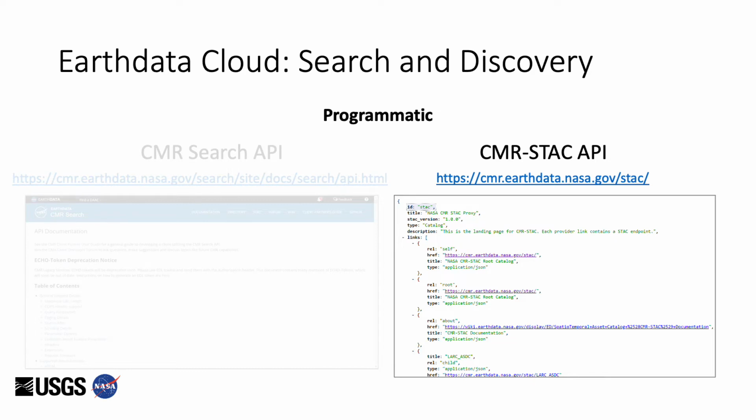The CMR Search API is quite robust and is capable of delivering metadata across all EOS DIS data assets. I encourage you to explore the CMR Search API link provided here if you're interested in using that specific API. In this talk, we're going to focus more on the CMR STAC API and how it can be used to search for and discover cloud data assets within EOS DIS.